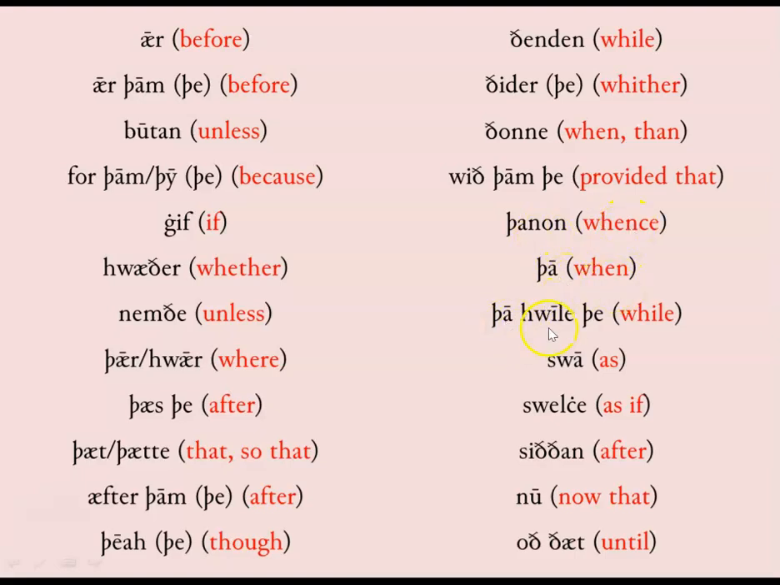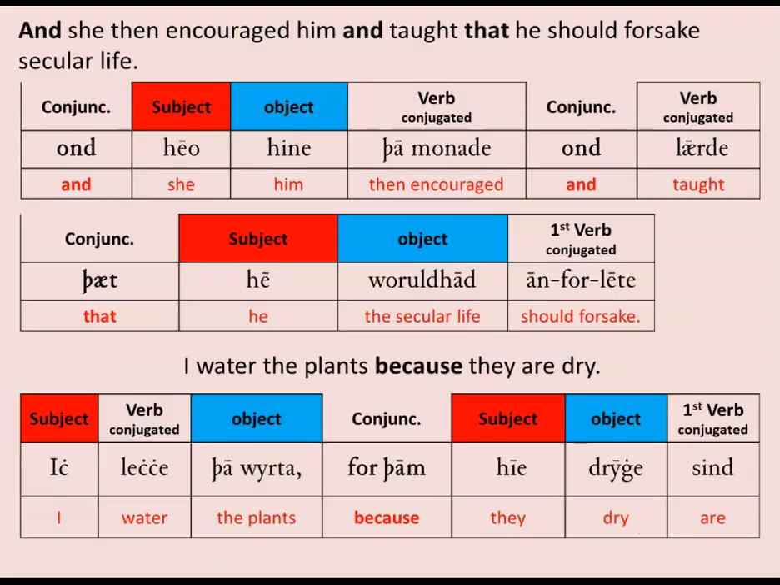Thær, when. Thær hwile the, while. Swa, as. Swelce, as if. Sithan, after. Nu, now that. Oth that, until. There are some other subordinating conjunctions; this is not a complete exhaustive list. I have missed some. You just got to play it by ear. Pay attention to the sentences that you're writing or speaking.